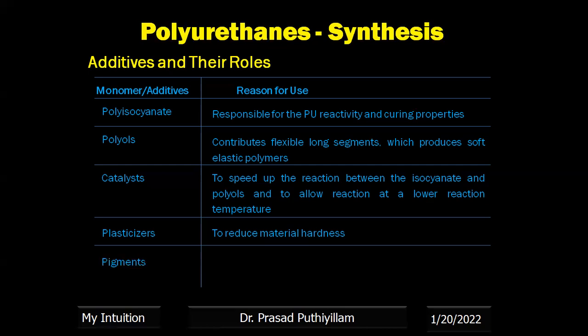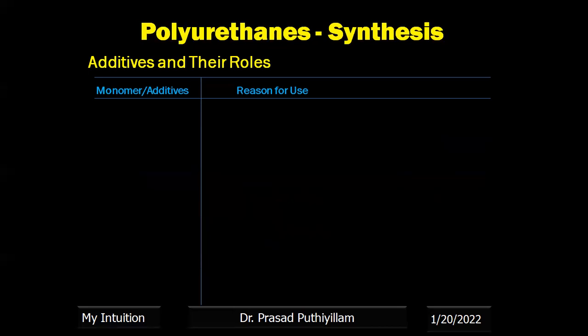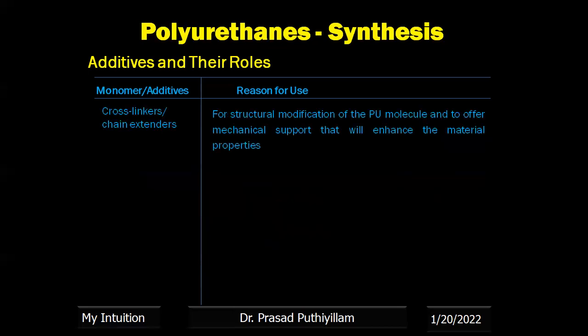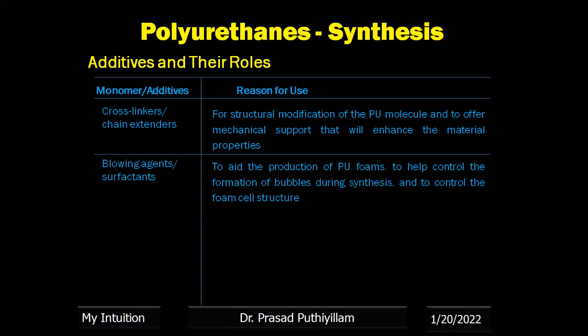Okay, so pigments. The pigments are coloring agents. Different coloring agents are used to get an aesthetic appearance for the article which we prepare using polyurethane. Then cross-linkers or chain extenders are used for the modification of the structure of the polyurethane chain, which will also offer mechanical support, and it enhances the properties of the polymer for the final product that we prepare.